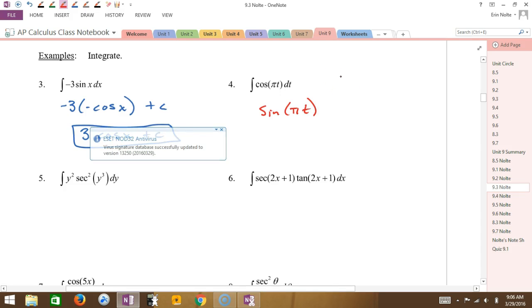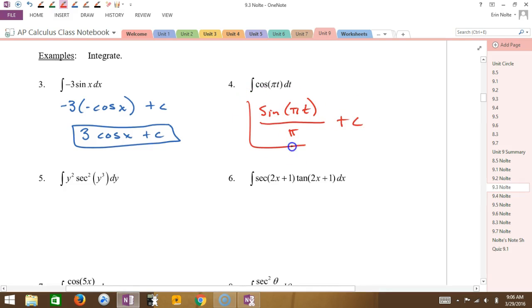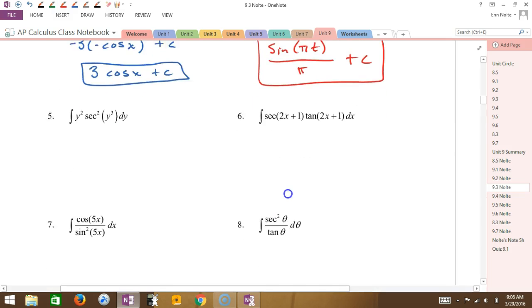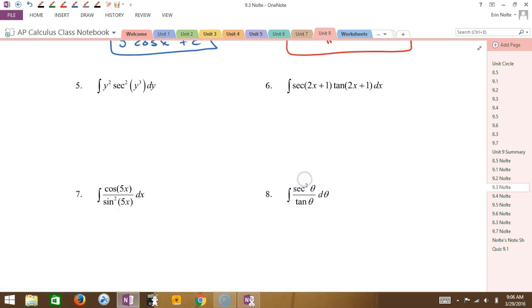Okay, and then I divide by the derivative, so divided by pi. Plus c, yes. Okay, so you could write that as 1 over pi times the sine of pi t. No, because the pi is in with the sine. Everybody good there? That was pretty easy.